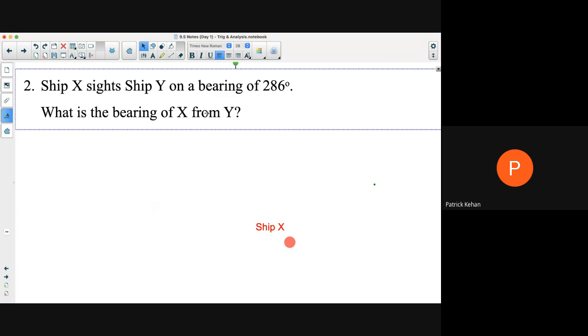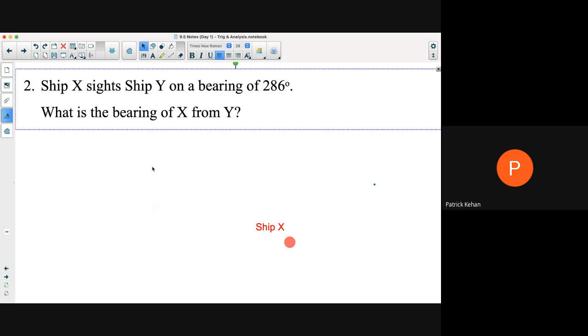So again, think about it, right? If this is ship X, where is ship Y going to be? Is it going to be to the right? Is it going to be to the left? Is it going to be above? Is it going to be below, right? So if you're looking at the north-south line for ship X, 286 degrees is above 270 degrees. So if we were rotating in the positive direction, 90, 180, 270, 286 is going to be right up here. So ship Y is going to be in this direction, okay?